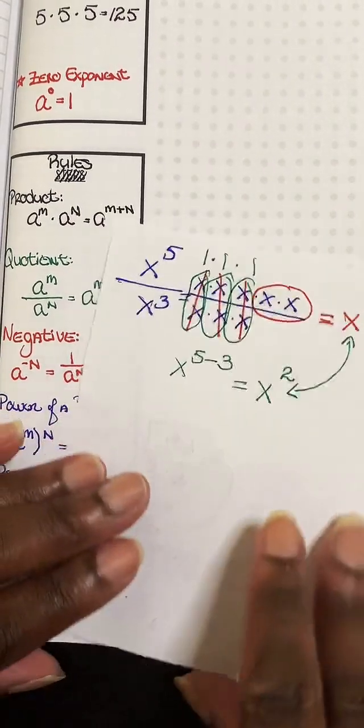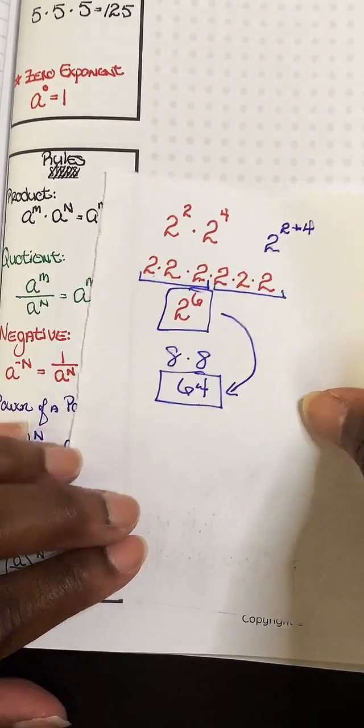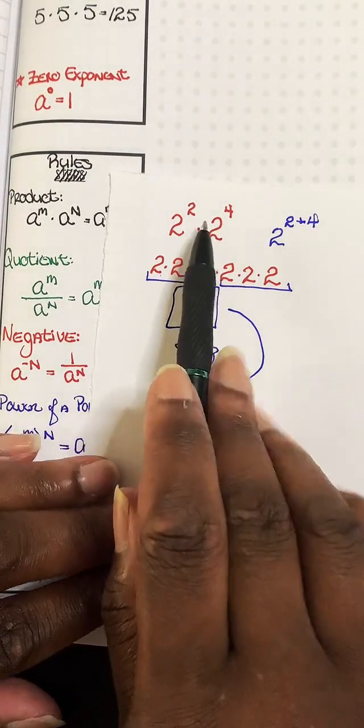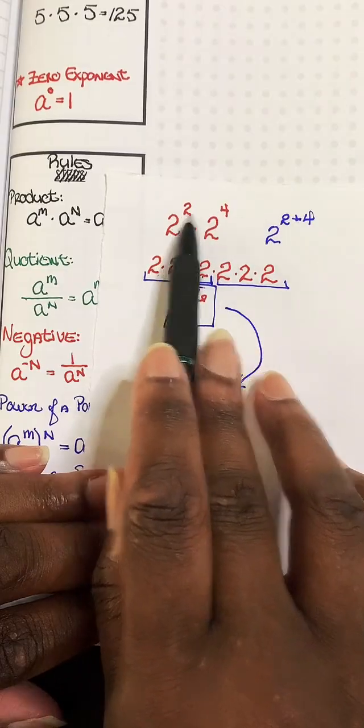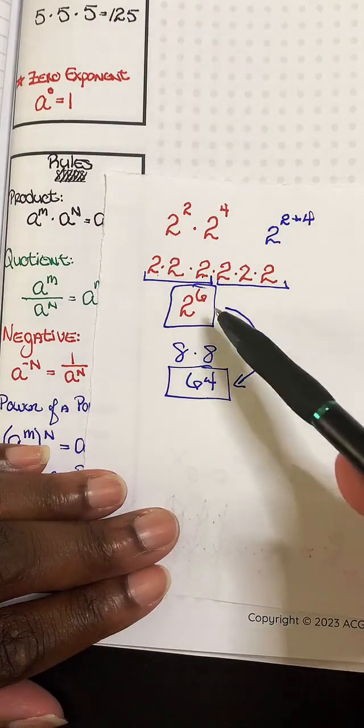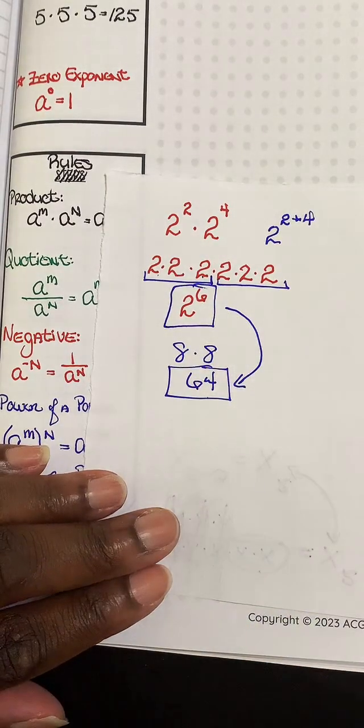But when you multiply, think about it. When you're multiplying, you're making things bigger. So when you're multiplying, you're not multiplying your exponents, you're adding them. So 2 plus 4 that will give you your 6.